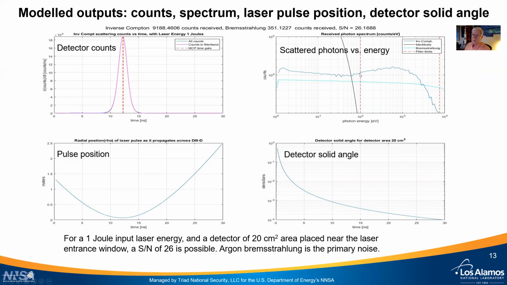Here we're going to integrate from 100 eV up to 10 keV for our energy band to create these signal to noise counts. The laser pulse flies through the machine from a large major radius towards the axis and then back out again. And at the same time, the detector solid angle is getting smaller and smaller as the laser pulse propagates along, because you're getting further and further away from the X-ray detector position. Here we assume 20 square centimeters X-ray active area.